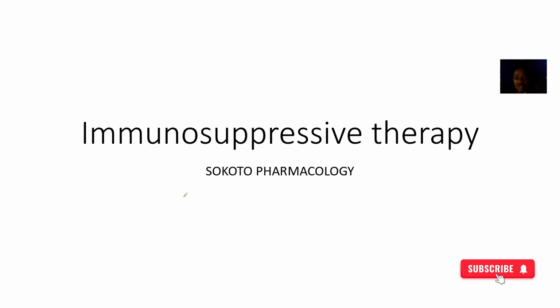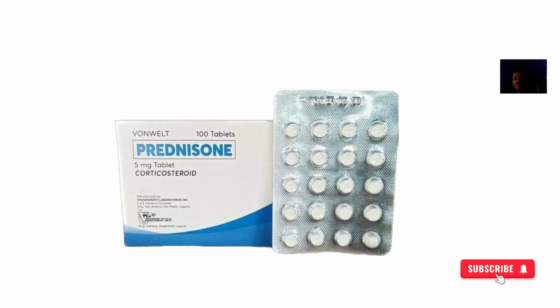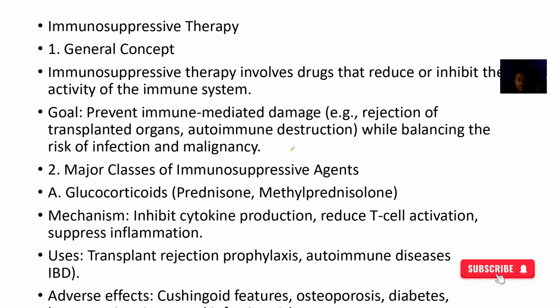So we're looking at immunosuppressive therapy. Before we go in, it's very nice that we define terminologies. When you say immuno, you're basically talking about the immune system. Suppressive means something is holding something down. Therapy is basically, if somebody's immune system is very low, how can I be able to treat it? So immunosuppressive therapy is as follows.